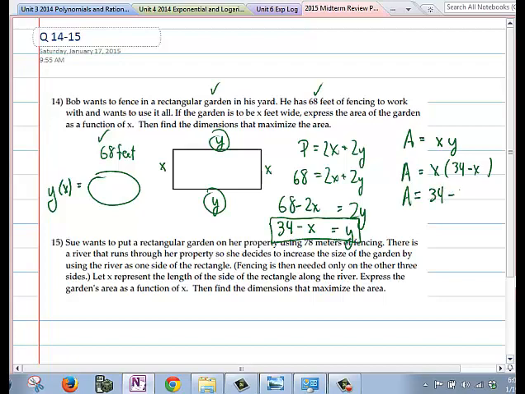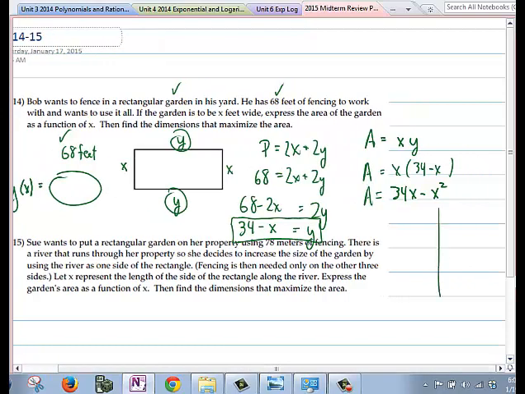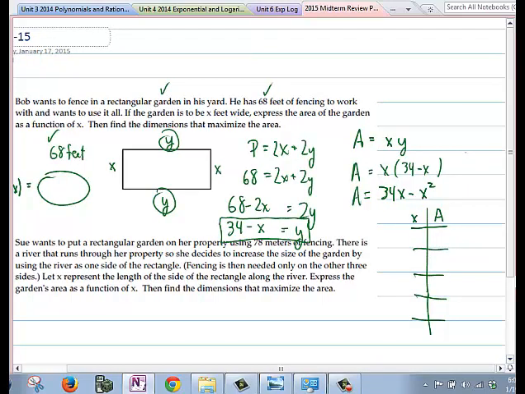Now my area equation is simple. It's 34x minus x squared. That is the equation that you need to use to find the maximum area. So you can do things a variety of ways. You can graph x or table x opposed to area as a function of x and plug in values. You can put on your graphing calculator y1 equals 34x minus x squared and plot it and find the max.